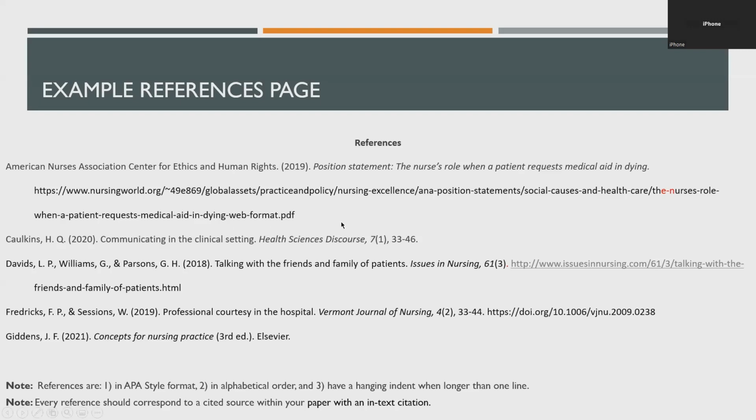I'll also note here that whatever comes first in your reference, so American Nurses Association, Calkins, Davids, Fredericks, Giddens, that's what should be in your in-text citation. Your in-text citation is always going to be whatever comes first in your reference.